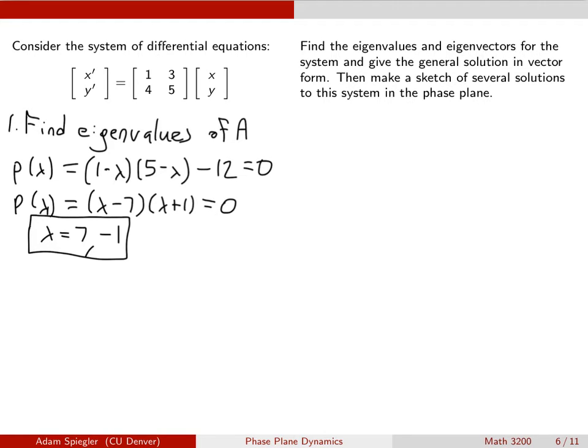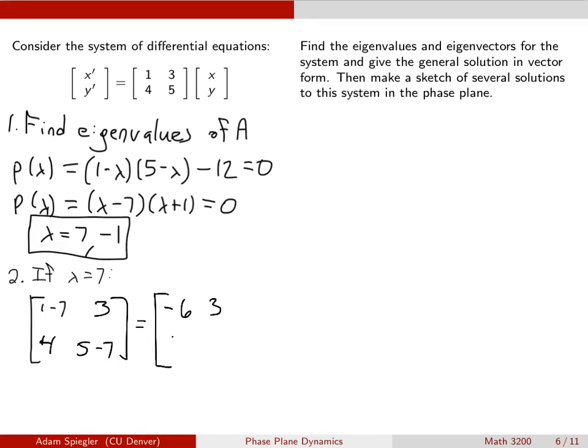So the next step would be, for each of these eigenvalues, we need to find the corresponding eigenvector. Let's start with the eigenvalue of 7. If lambda is equal to 7, then we want to consider the matrix that I get when I subtract 7 from the diagonal entries. So I've got 1 minus 7, 3, 4, and 5 minus 7. For each of the diagonal entries, I subtract my eigenvalue. That would give me a matrix which would be minus 6, 3, 4, and minus 2.